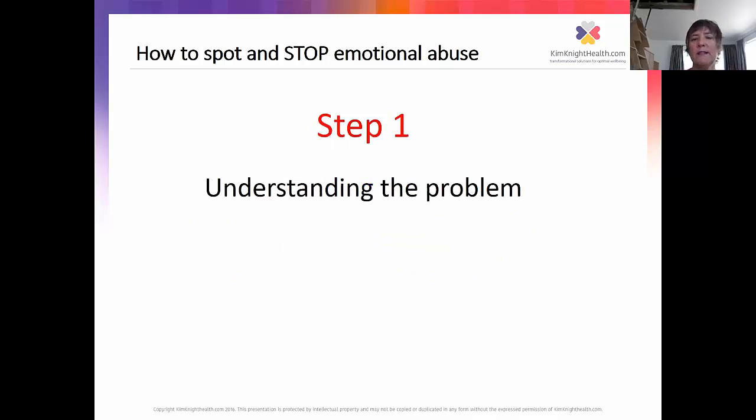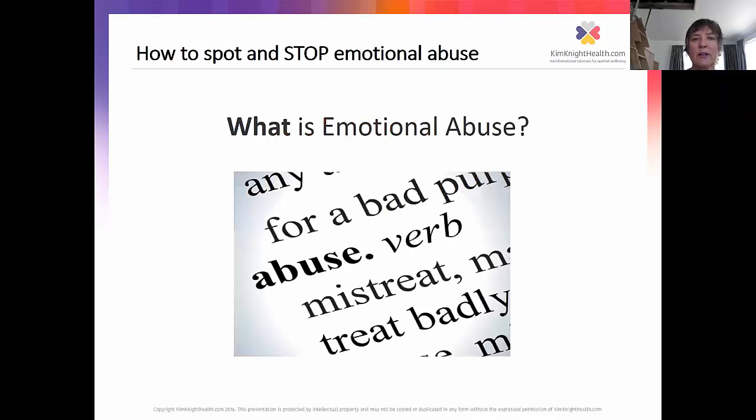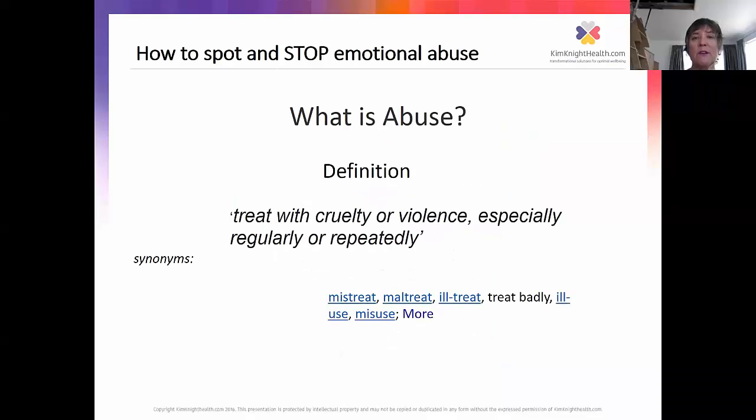Now, step 1 is we need to understand the problem. And so we're going to look at, well, what is a definition of emotional abuse? And to start with, we need to look at, well, what is abuse in general? The definition in general is to treat with cruelty or violence, especially regularly or repeatedly. That's just one definition. There are many, but that's just one that I Googled and it came up and that's what I put in. So to treat with cruelty or violence, especially regularly or repeatedly.